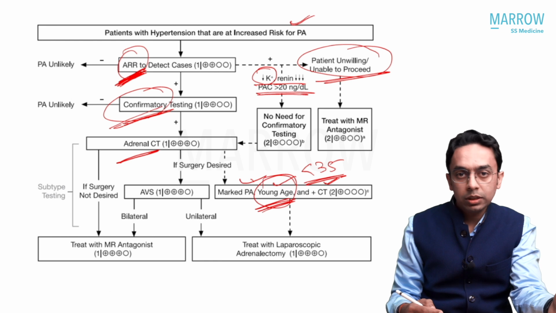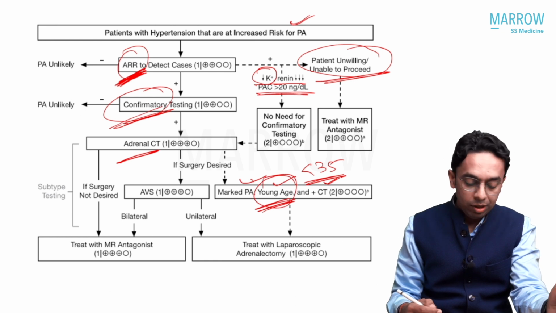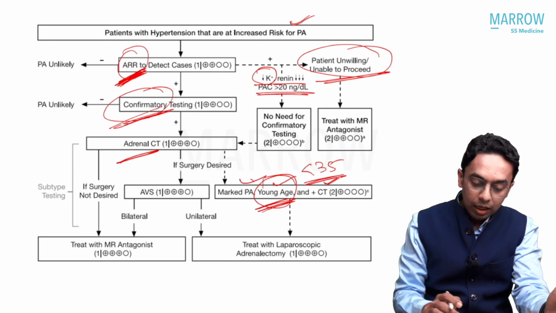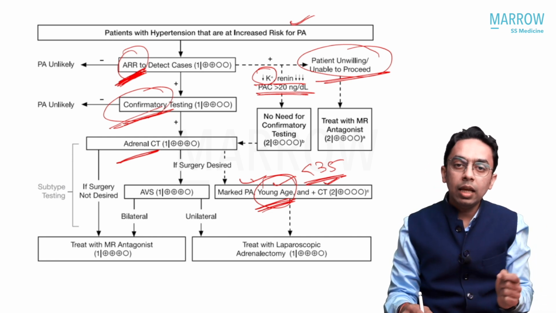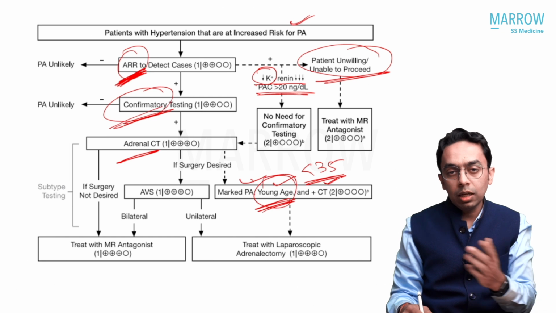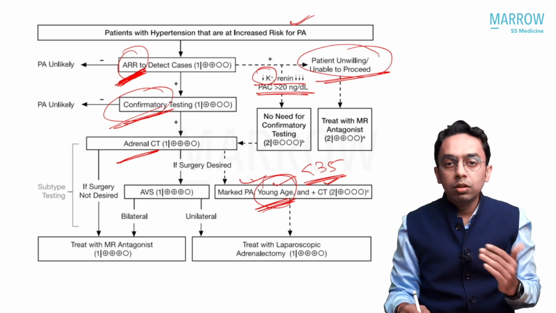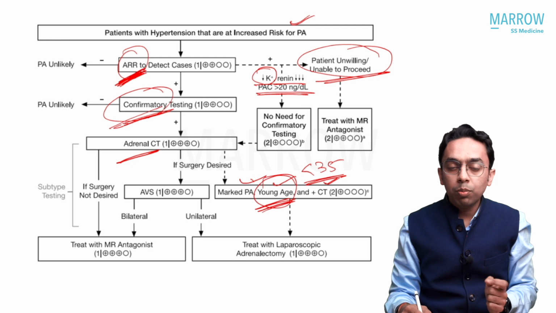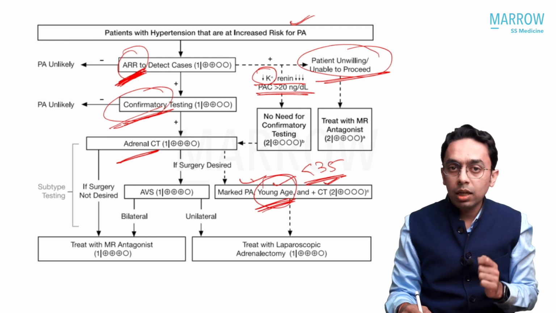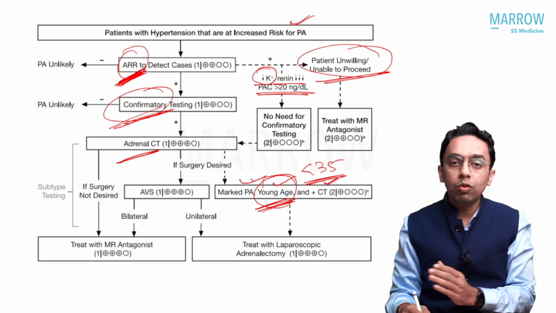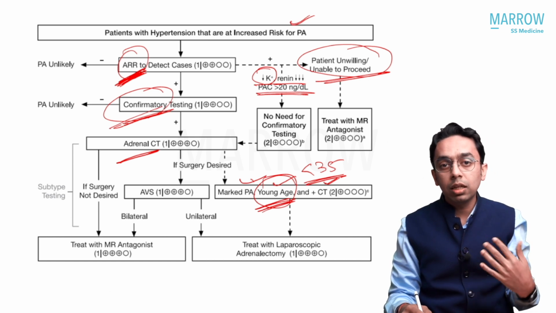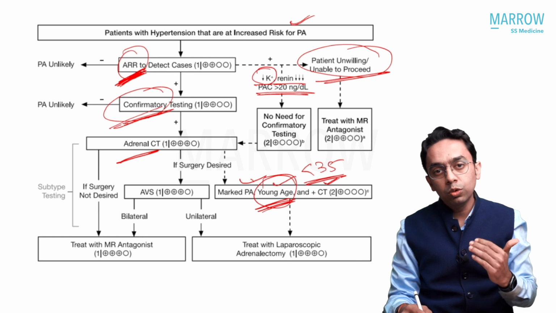So all those patients must undergo AVS, adrenal venous sampling, and if that doesn't lateralize the lesion, then medical management should be done. If it is lateralized, then you will go for surgery. This is important, and even a next level question can be asked where they'll give you values for aldosterone and cortisol, give you an AVS and ask you to interpret.